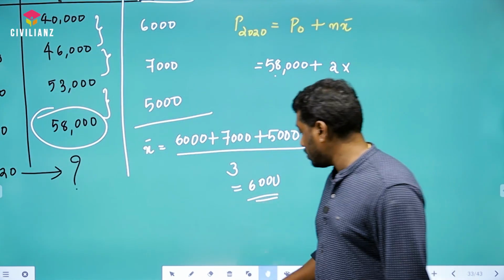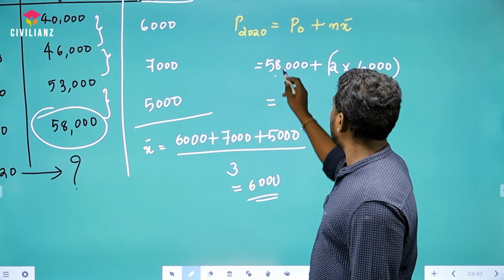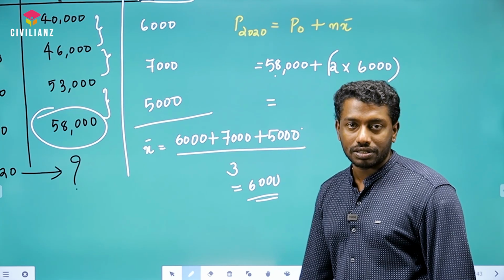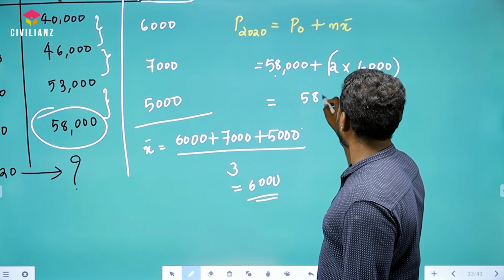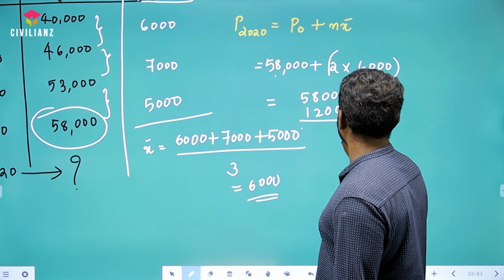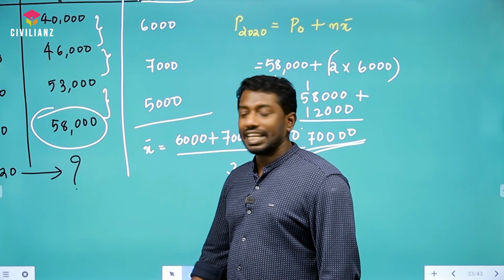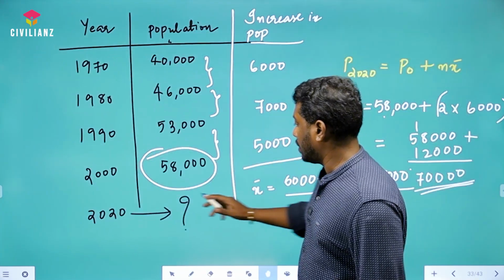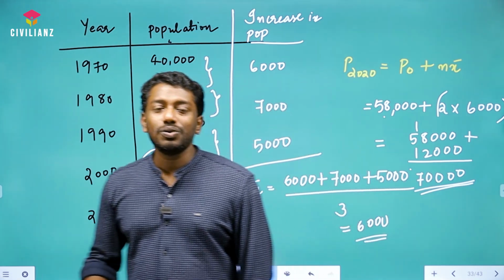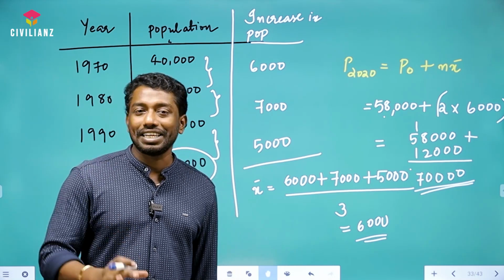So we got our final piece to solve the riddle. Just substituting here, the answer is 58,000 plus 12,000, right? 58,000 plus 12,000. So the answer is 70,000. So in the year 2020, the population will be 70,000. So this is how we solve problems using the arithmetic increase method.